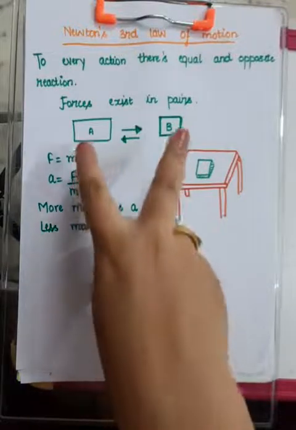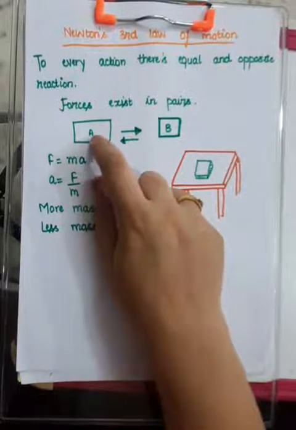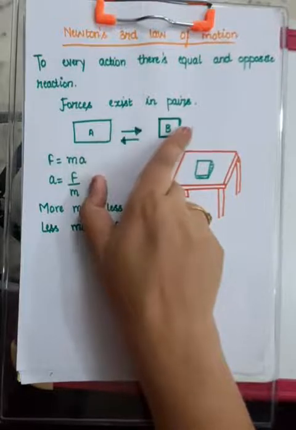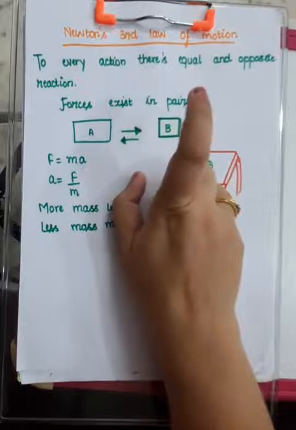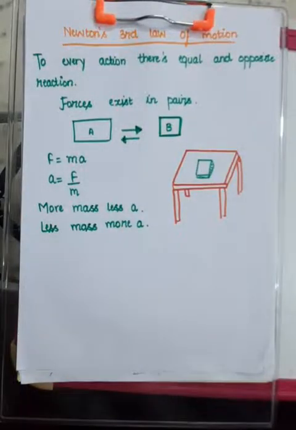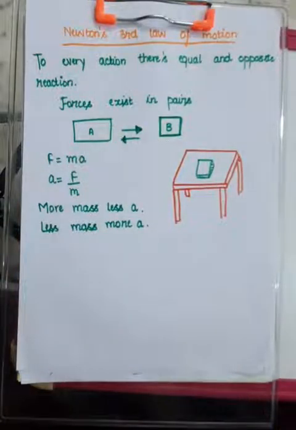I repeat, there are two bodies of unequal masses. They are different bodies, of course. If one of them is applying a force on the other body, then the other body would in turn apply the same amount of force on the first body. So this is Newton's third law.